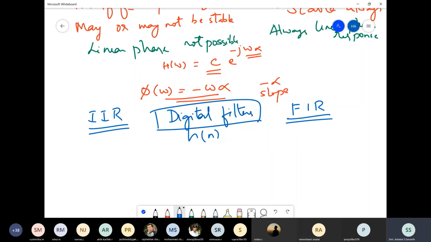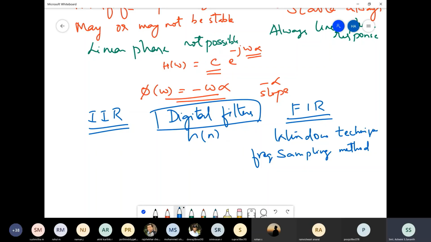The method in which we design a digital FIR filter is called the window technique. I'll just mention the techniques here, don't worry too much. We'll take each one of them and understand how to do it. So FIR filters are designed using the window technique, and we have one more method called the frequency sampling method. Using these two methods, we are going to be designing the FIR filter.